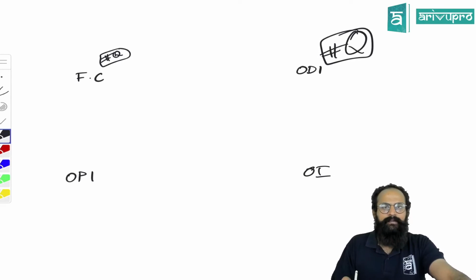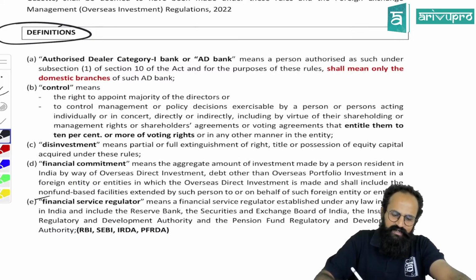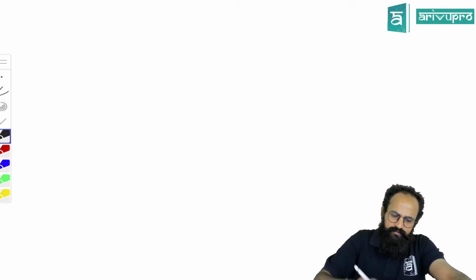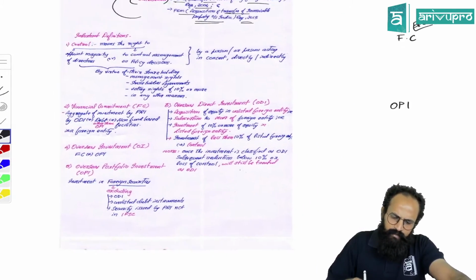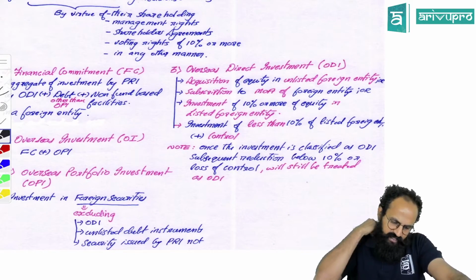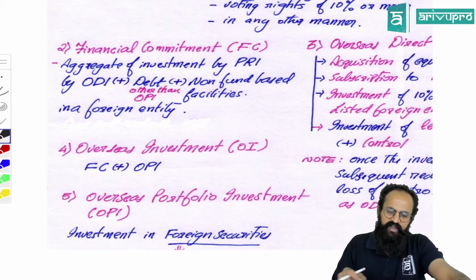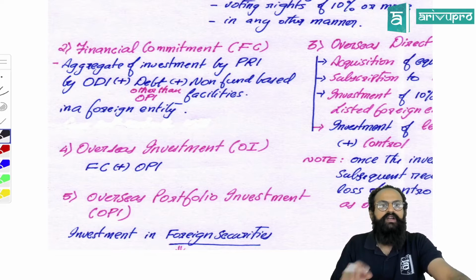Okay, sir. Now, what is happening, people? They have defined these four things. Now, what is what? We'll clearly understand. First thing, let us understand financial commitment. What do you mean by a financial commitment?